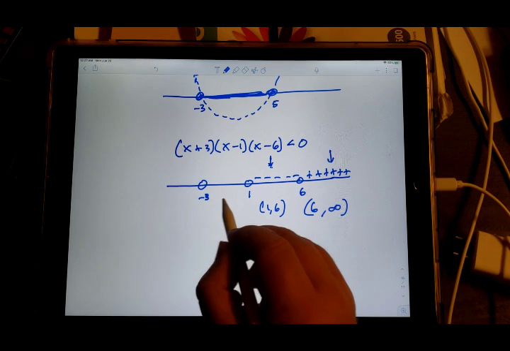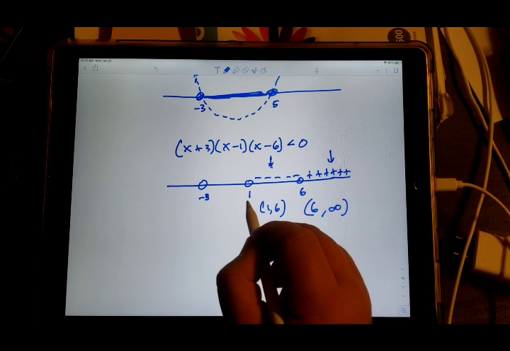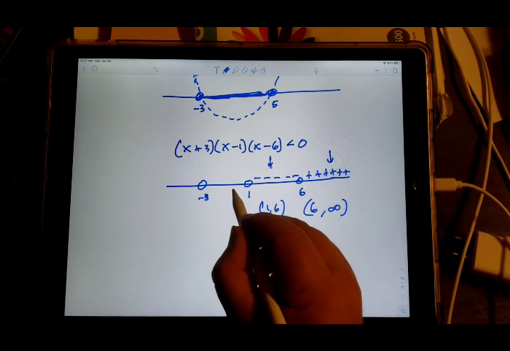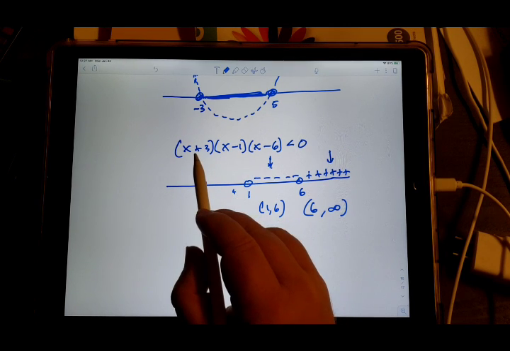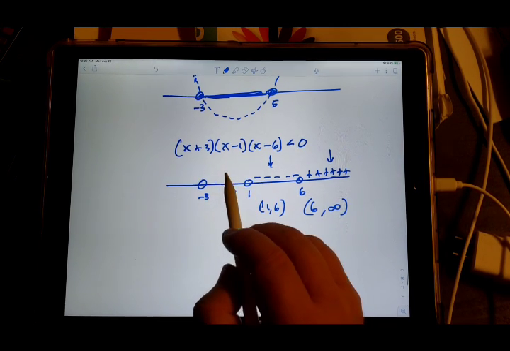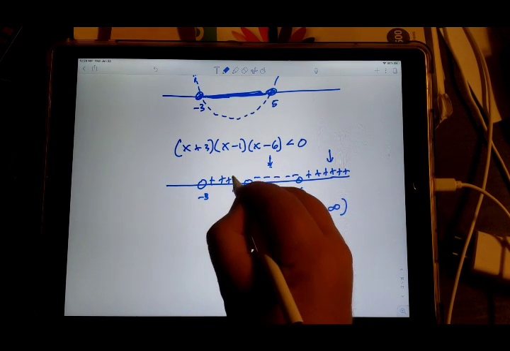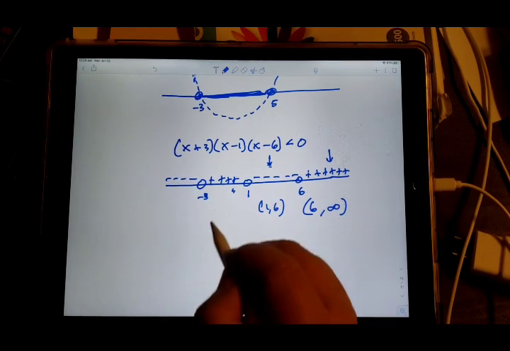Test a point between negative 3 and positive 1. Probably the easiest test point would be 0. That gives 3, negative 1, negative 6. Two negatives. Exactly two negatives means positive.